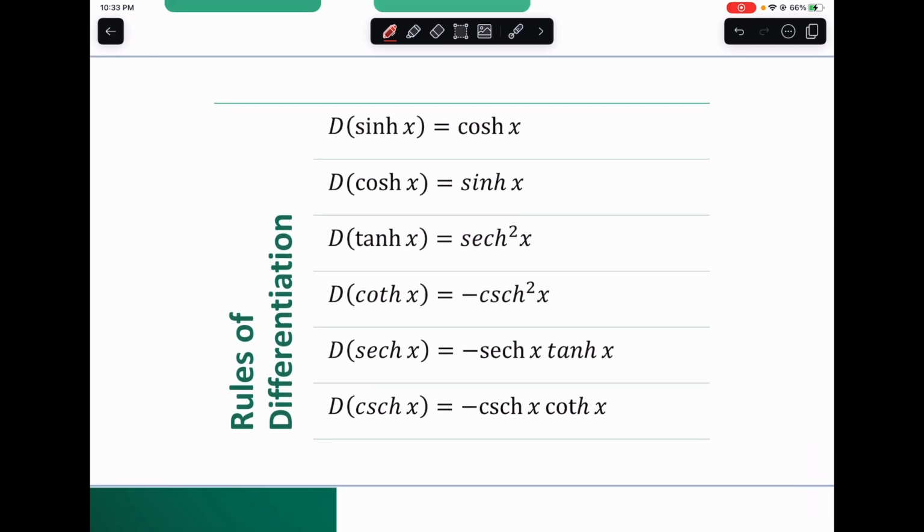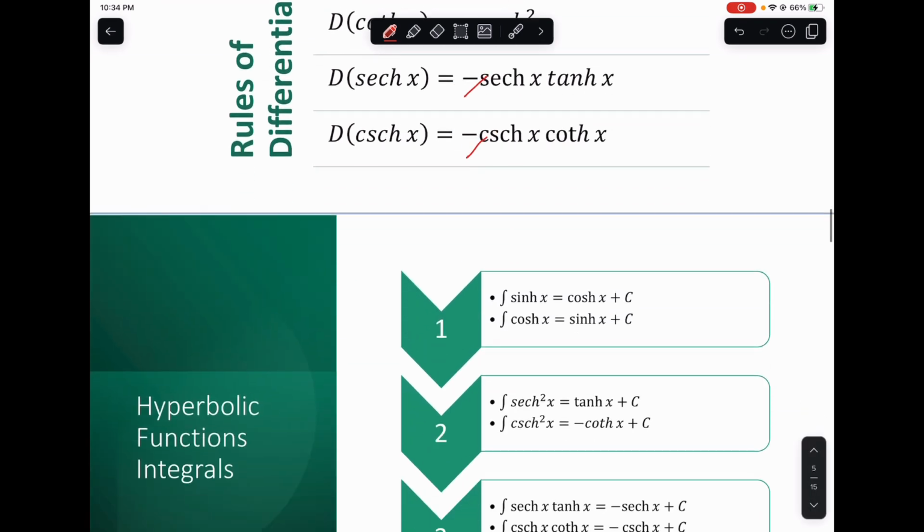Now we have to recall as well the rules of differentiation for hyperbolic functions. It's the same as with the trigo. The difference is the sign. This time, all of the basic ones, the sine, the cosine, and the tangent, have a positive derivative. The inverses of sine, cosine, and tangent, which are cosecant, secant, and cotangent, once we differentiate them, the resulting derivative will be negative. So negative, negative, negative.